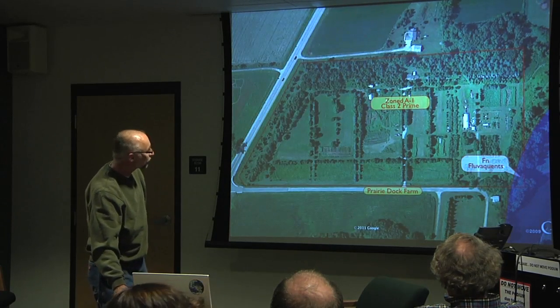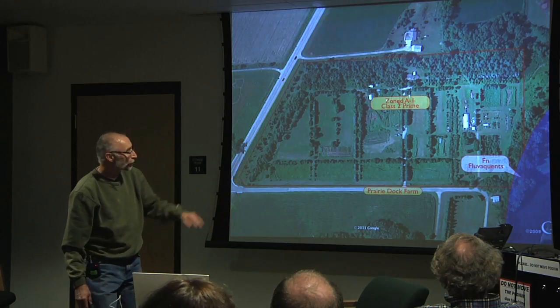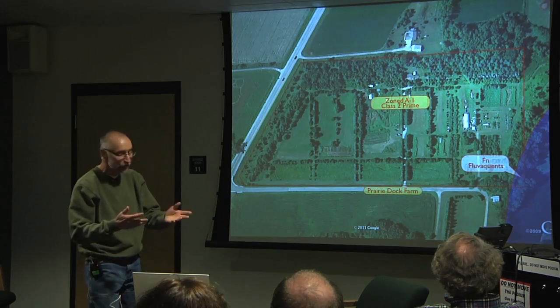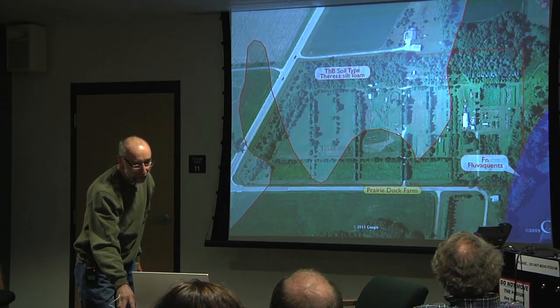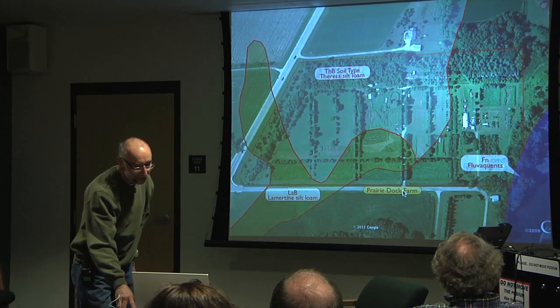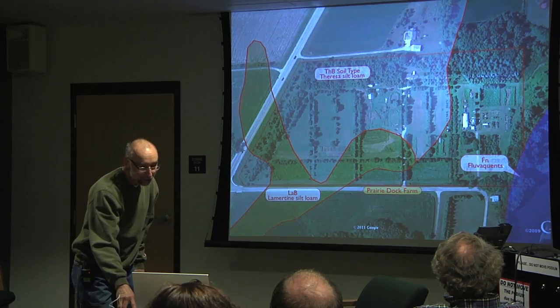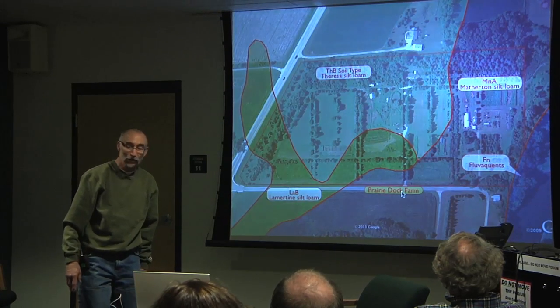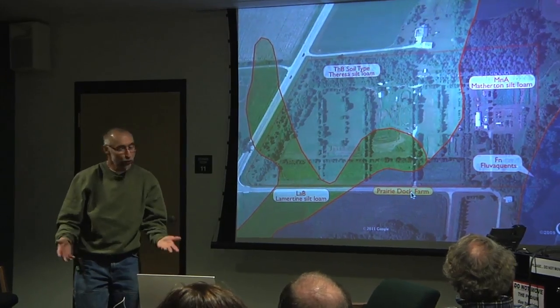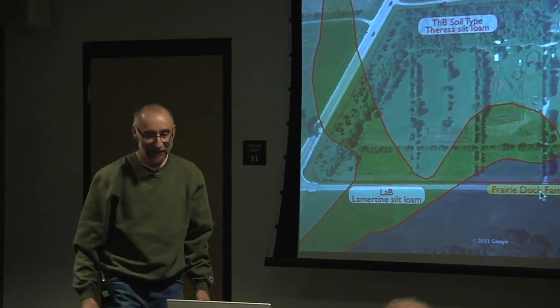And there are 4 different types of soil on our farm. Way down by the river are the fluvians, the ones that wash in from the rivers. But then there's also Theresa silt loam, Lamartine silt loam, and Matherton silt loam. For those of you that don't know much about soils, that means you can grow just about anything. It's really good soil. So there we are again.